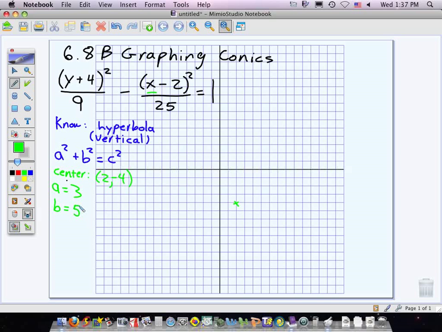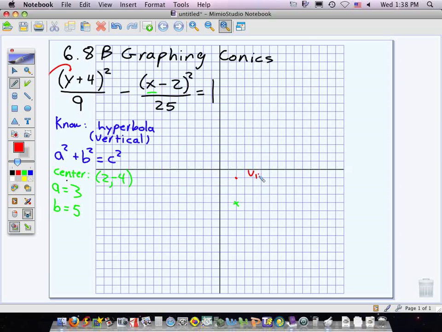Okay, so we know what the vertex is, or we can figure out what it is. So we're starting at the center. Are we going left and right 3 from the center, or up and down? Up and down, right? Because if you look at it, the 9 was with the y part, so that tells us we're going to move 3 in the y direction. So it's 1, 2, 3.